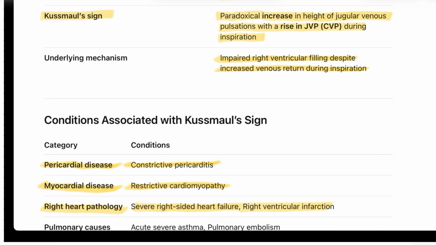Don't make any blunder saying mitral in the JVP forms or waveforms, or even in the abnormalities of JVP waveforms, and even in the KUSSMAUL'S sign. You have to be careful while answering these because examiners are very careful when it comes to the right and left part of the heart. So be careful while saying right and left part of the heart in your JVP section. It has to be only right. Remember, it's right. Pulmonary causes, we have acute severe asthma, then pulmonary embolism.